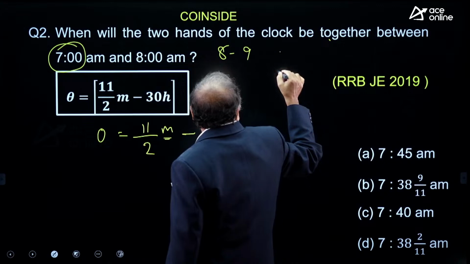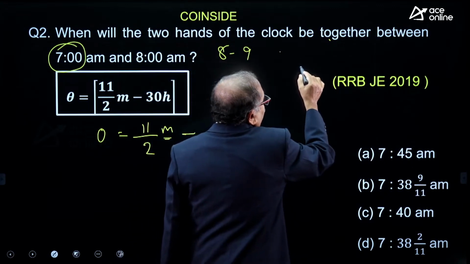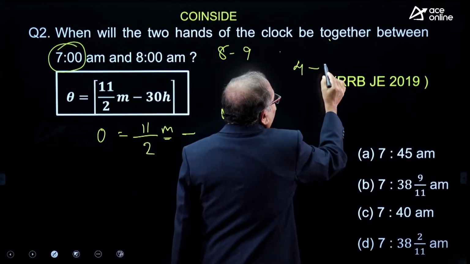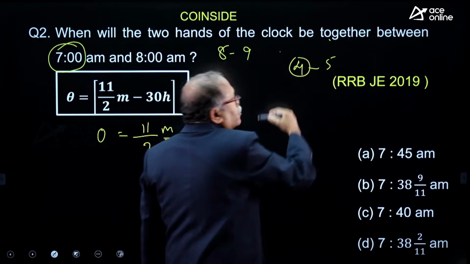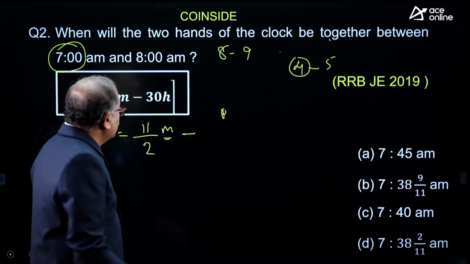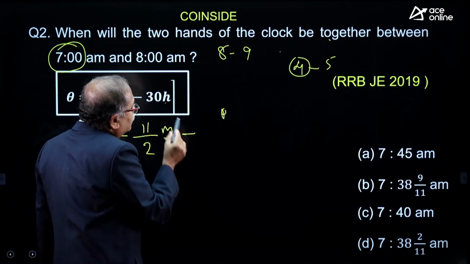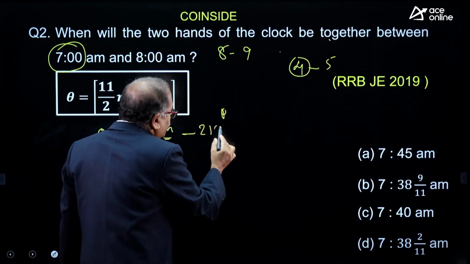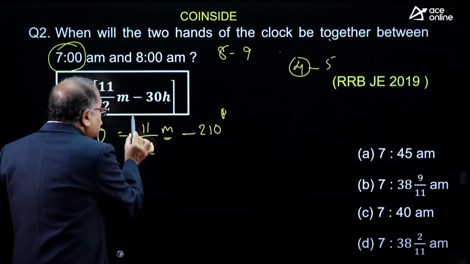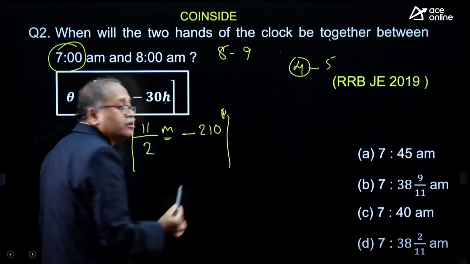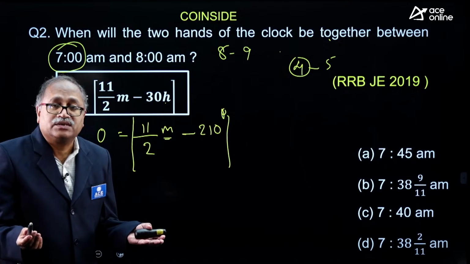Now 4 to 5, take 4 as h. So I am taking h here as 7. So 7 times 30 is 210. And this is mod. This is mod. That means the difference. Okay.